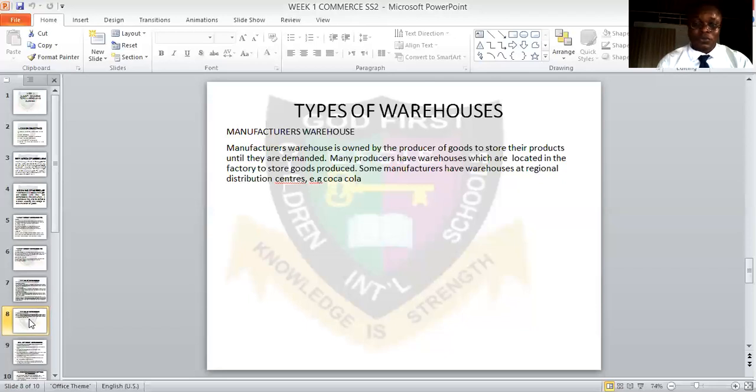So some manufacturers have warehouses at regional centers, like Coca-Cola. We have different regional centers for Coca-Cola. So these are the manufacturers of certain products.